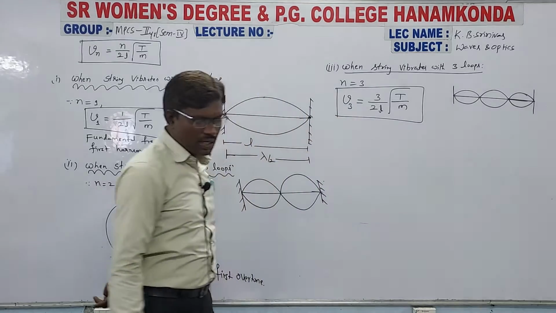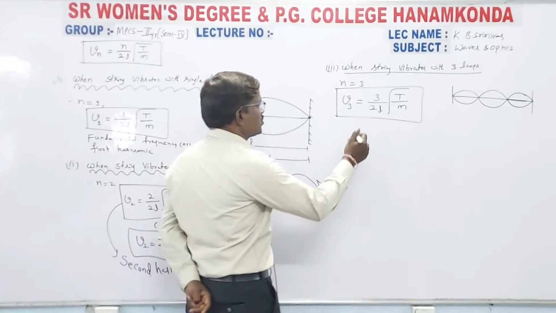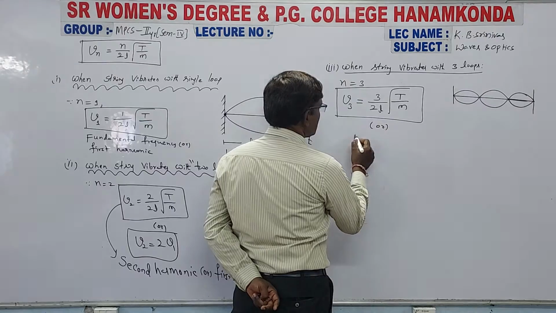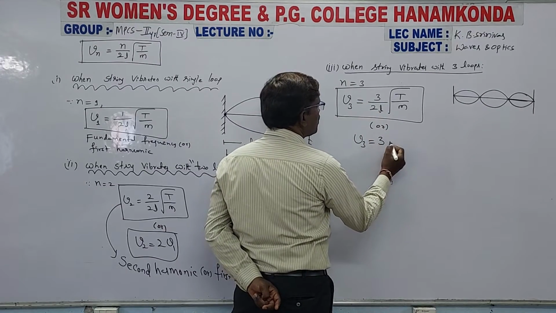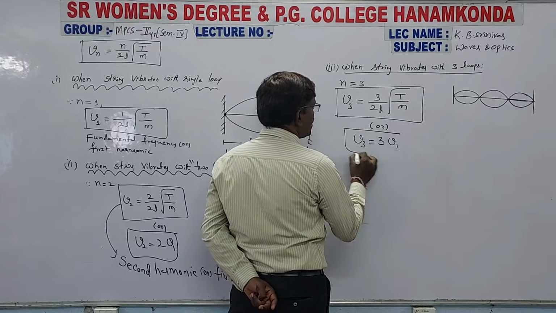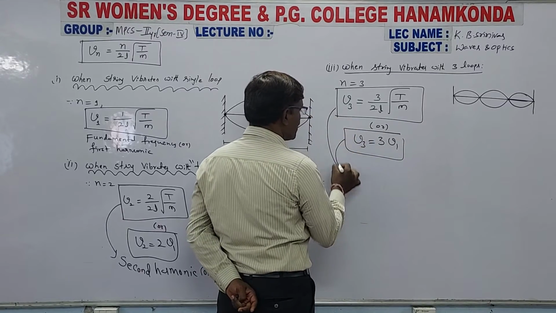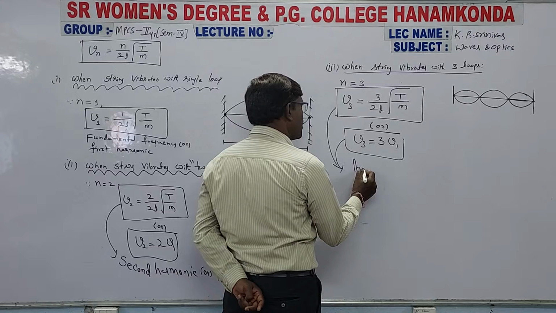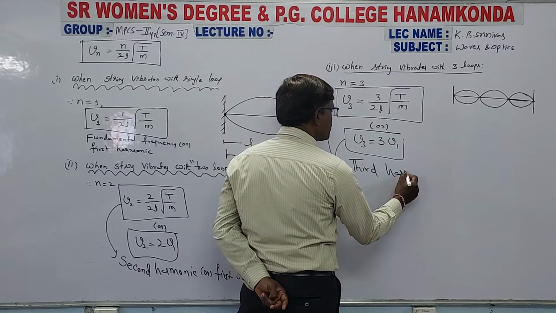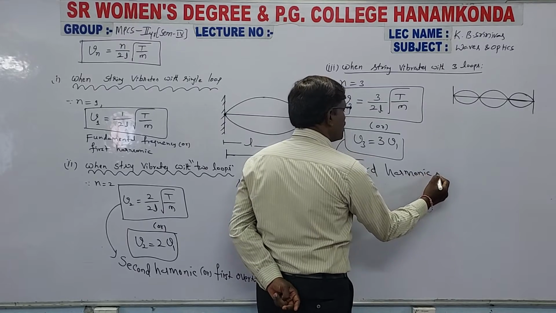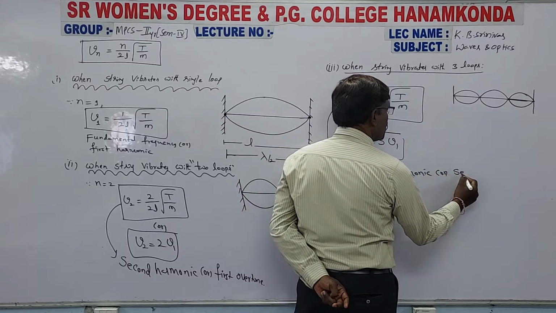Clear? This also can be written as nu 3 in terms of nu 1, that is 3 into nu 1. This frequency is known as what? Nu 3 is known as third harmonic or second overtone.